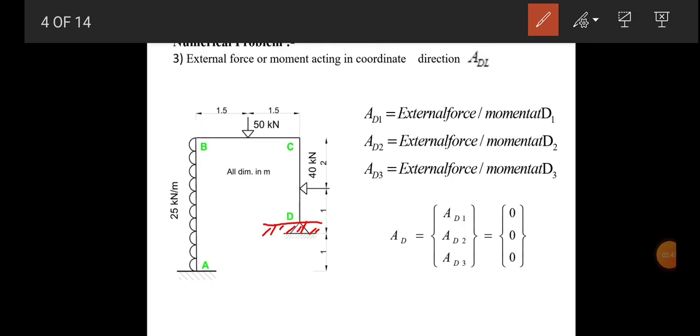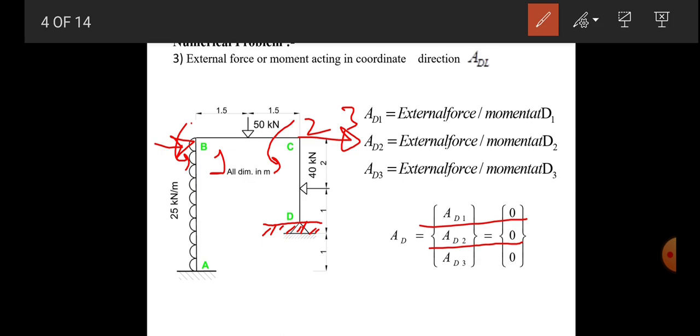Next point, external force or moment acting in the coordinate direction that we have to see, and we call it ADL. So there are 3 unknowns. There is no external moment acting in the coordinate direction theta B, so ADL1 is equal to 0. Now the second coordinate is theta C, but there is no external force acting in the coordinate direction second, or theta C. So ADL2 is equal to 0. There is no external force given on the member in the direction of delta, or third coordinate direction. So ADL3 is equal to 0. So there is no external force or moment acting in the coordinate direction. So the values of ADL1, ADL2, ADL3 are all 0.